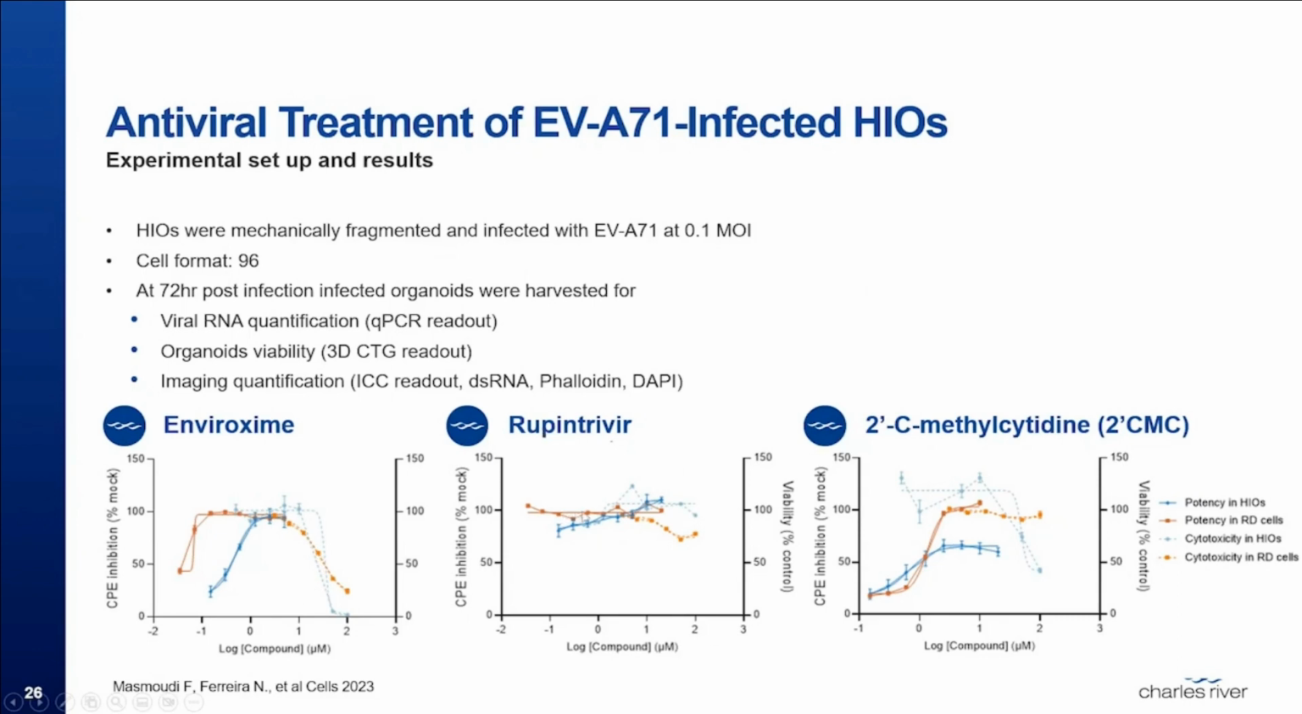We didn't see much difference for ropintervir, both in the cell line and in the organoids, while for 2CMC, we start to see quite a bit of toxicity in the organoids compared to the cell line. They were viable at the tested concentration. And in terms of potency, in the cell line, we obtain a nice curve, while when we look at the organoids, we've never been able to reach a full recovery of the infected cells.